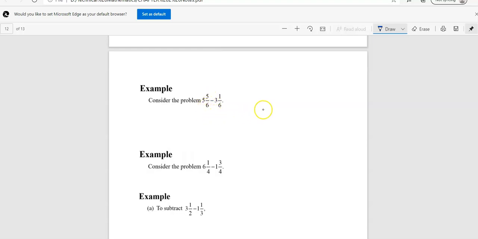If this one already has a common denominator, we might be able to work this problem like this, make it a little bit easier on ourselves. 5 minus 1 is 4. Then we got 4 6ths. 5 minus 3 is 2. This can be reduced because both of these can be divided by 2. So 4 divided by 2 is 2. 6 divided by 2 is 3. So 2 2/3.